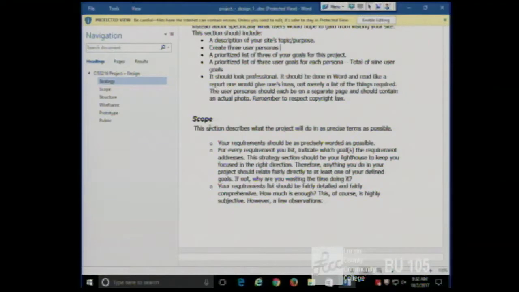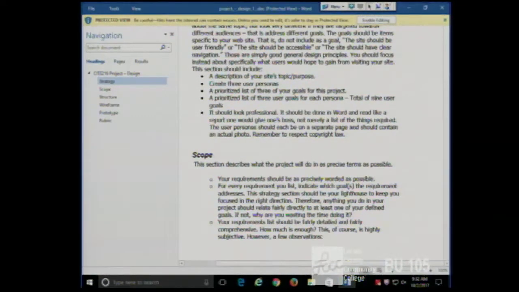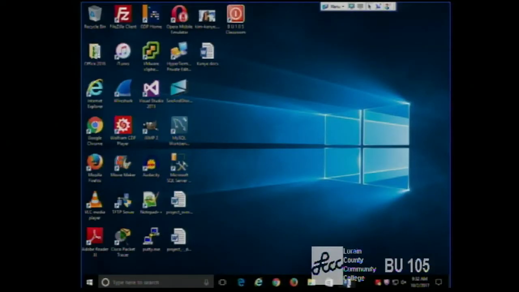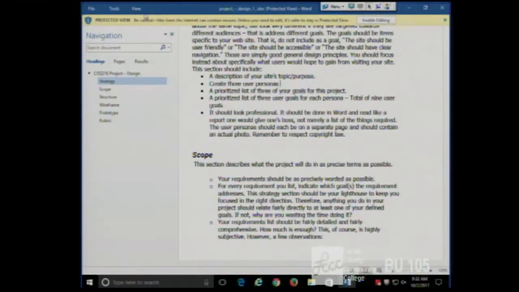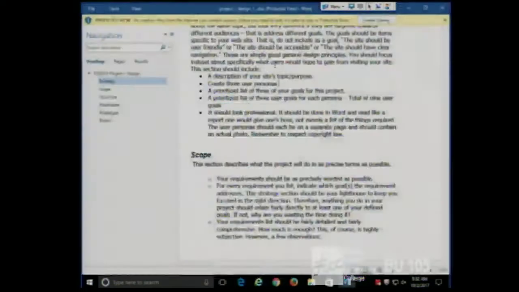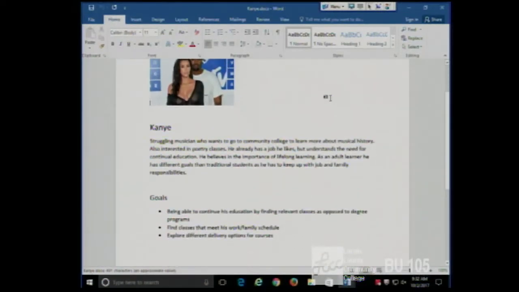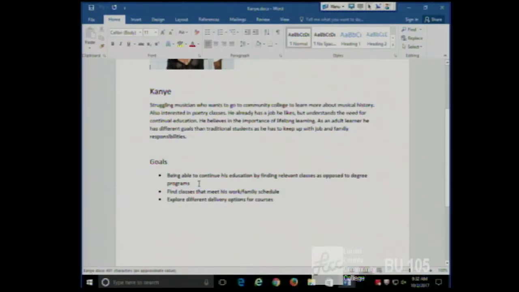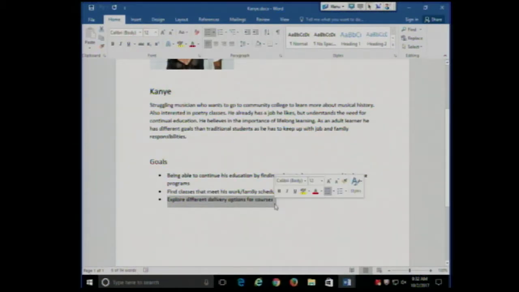If you look at Kanye here, Kanye wants to be able to find relevant classes instead of programs, find classes that meet his work or family schedule, and explore different delivery options. So one thing that might help Kanye is to have a page that describes the different ways you can take classes at Lorraine County Community College.